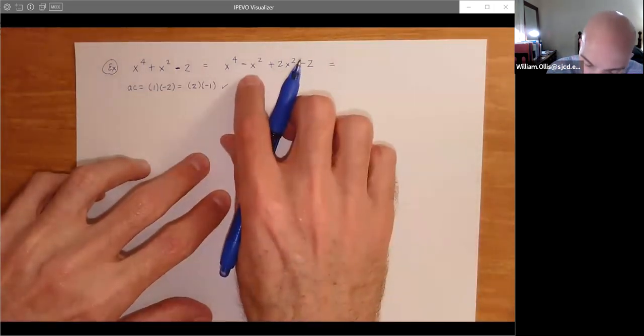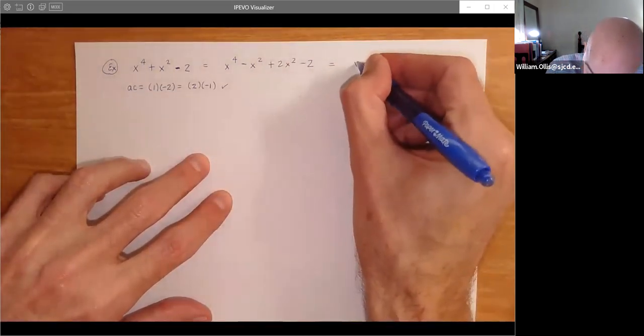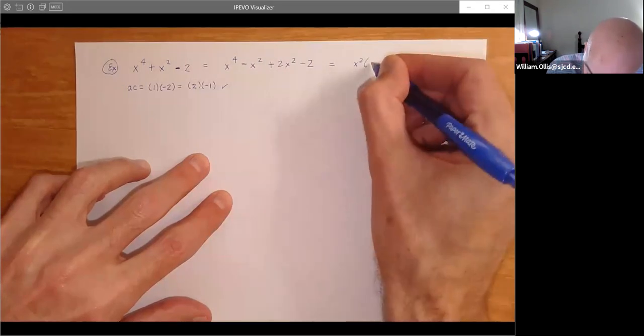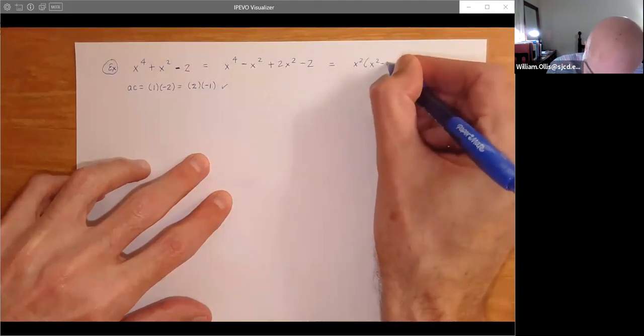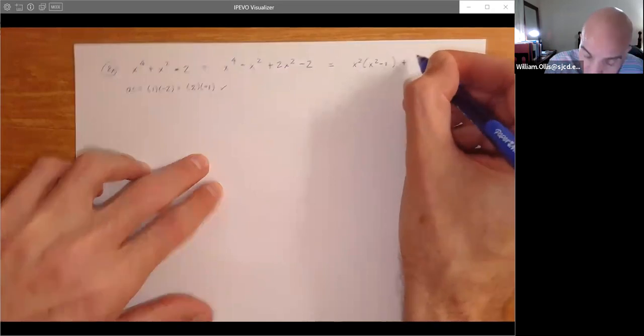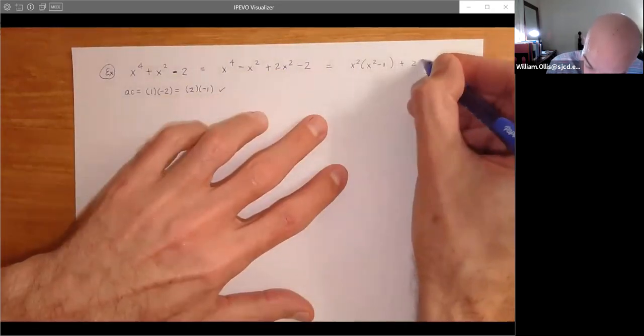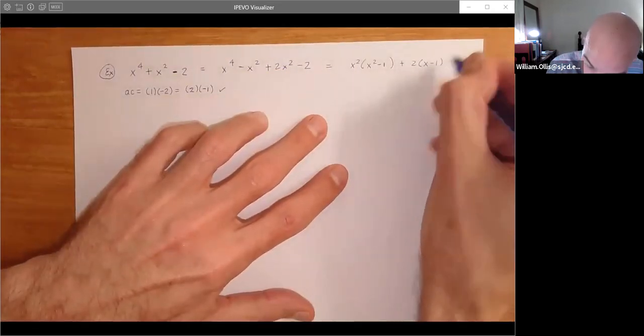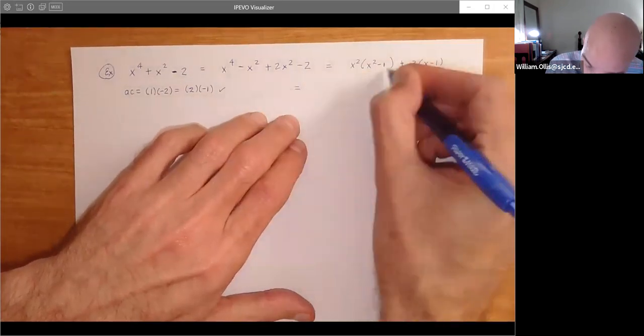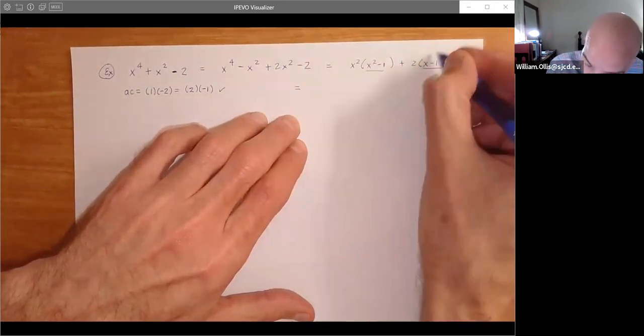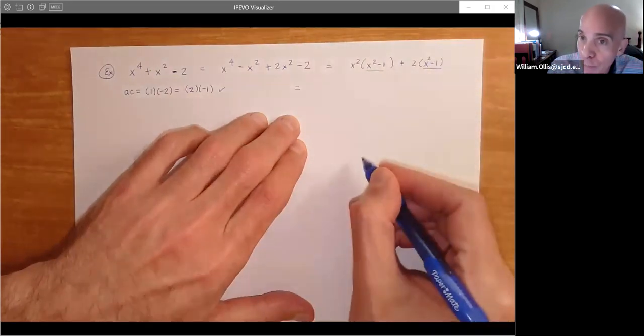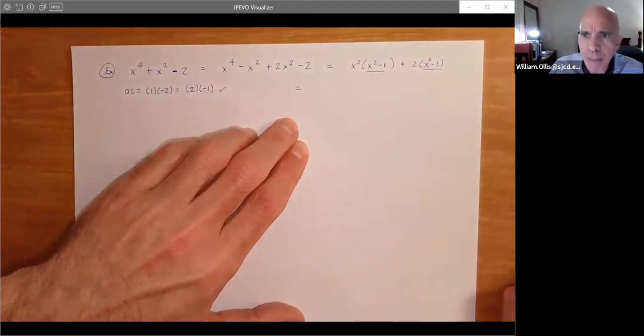Now, of course, we can factor by grouping. So we have x squared times x squared minus 1. And then, of course, here we can factor the 2, x squared minus 1. So now we have the common factor of x squared minus 1.